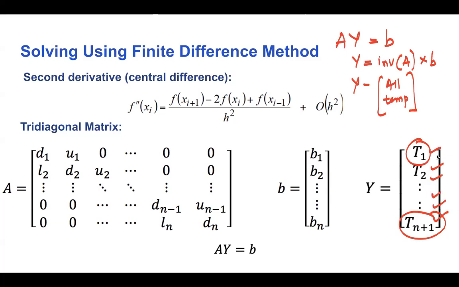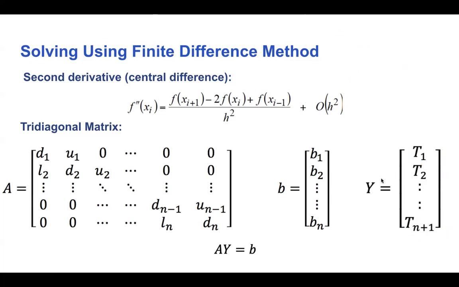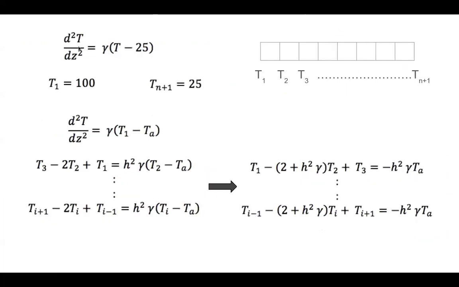Now let's look specifically at this problem. What is A, B, and Y? This is the question: d square T by dz square is equal to gamma times T minus 25. Let's divide the whole rod into grids starting from T1, T2, T3 up to Tn plus 1. That is, n intervals means n grid points. T1, the starting end of the rod, is 100, and the other end of the rod, Tn plus 1, is 25. This info is given to you.